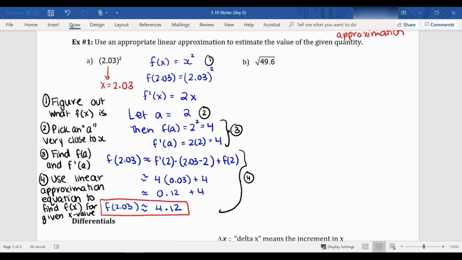So we're going to try this again with b. So step 1, figure out what f of x is. My f of x here looks like it's probably root x, right? Or x to the power of 1/2. Step 2, pick an a very close to our x value. So my x value is 49.6. So I could pick 50, but can I square root 50 easily in my head? No, I cannot. So I'm going to pick 49.